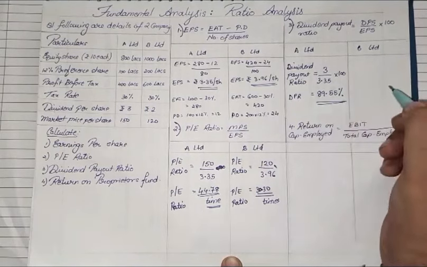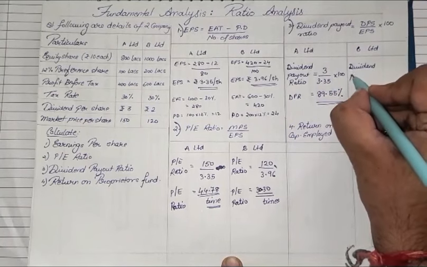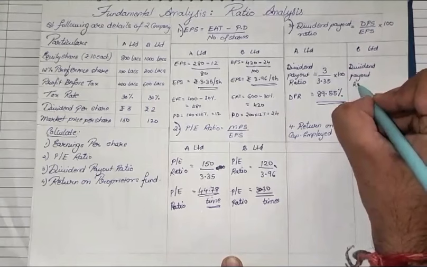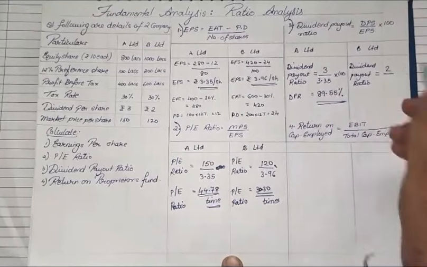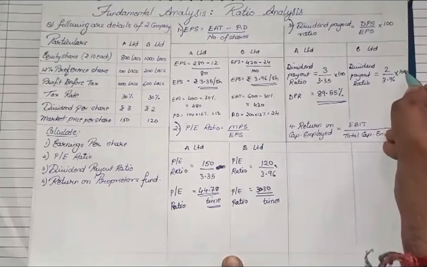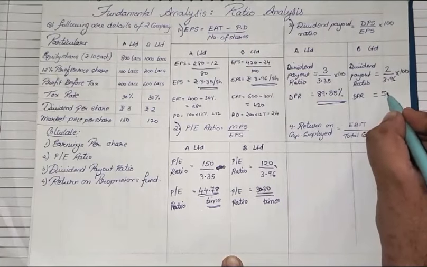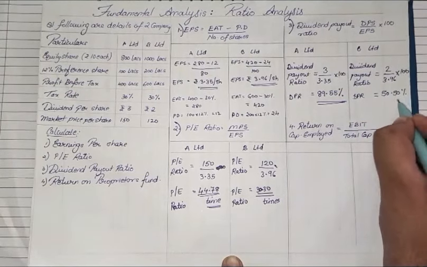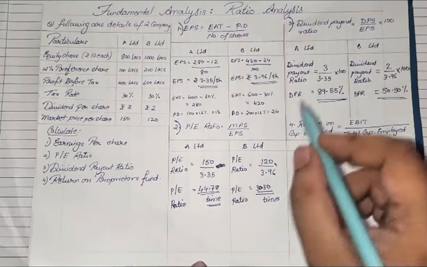89.55%. Same way we solve it for B Limited also, so dividend payout ratio is equal to dividend per share for B Limited, rupees 2, divided by the earning per share, that is 3.96, into 100. So again, when you divide, multiply, your answer should be approximately 50.50%. So if you see very carefully, we are not doing anything great. We are just using the formula and substituting the values from the question and whatever they have given us. Okay, so we are done with the third one.